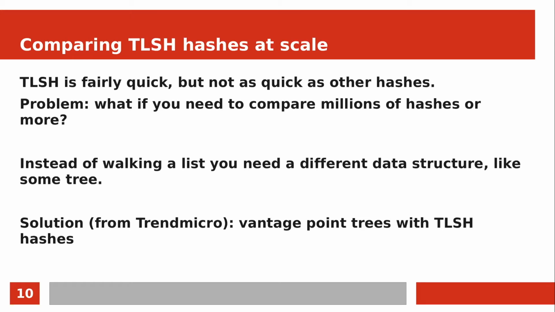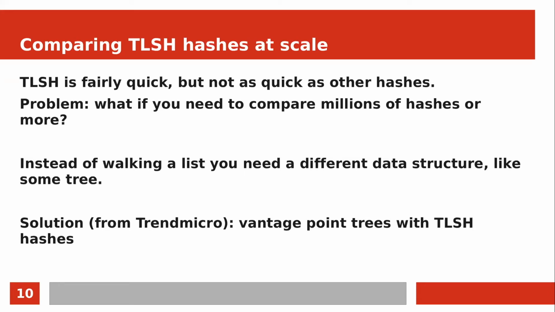So TLSH is fairly quick, but not as quick as other hashes are, like MD5. So what if you need to compare millions of hashes or more? This is not hypothetical. I talked to a few companies, and I think they said that in the last half year they compared 20 million unique files that they just scanned. So the companies are scanning at a massive scale. So millions of hashes, that's not unrealistic at all.